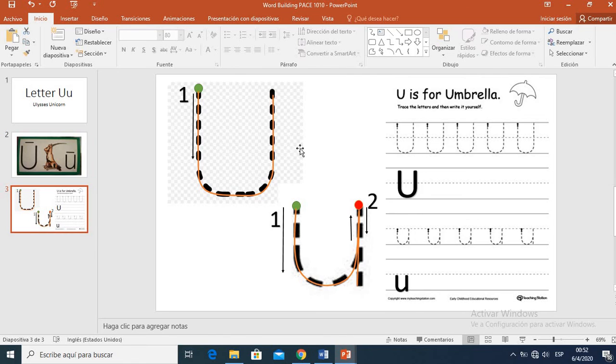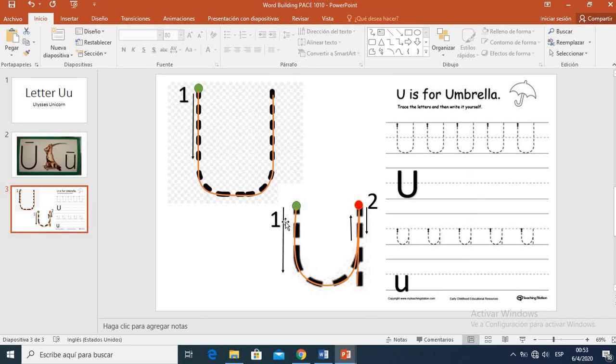Let's see how we trace the big and the small letter U. They are very similar, but they have a difference. The big one, you just need to trace a big line from top, go around, and go back to the top. Again, from top, go down, around, and go back to the top. Big letter U.